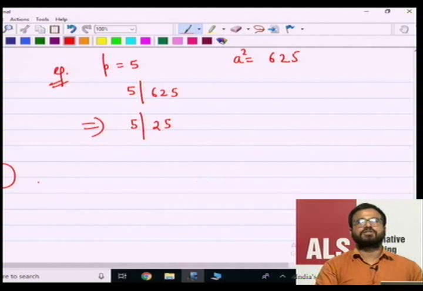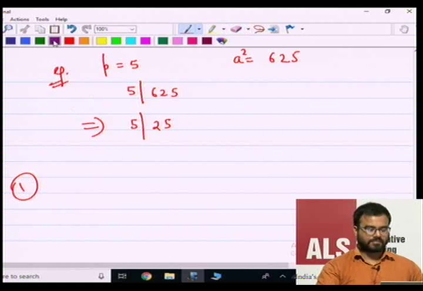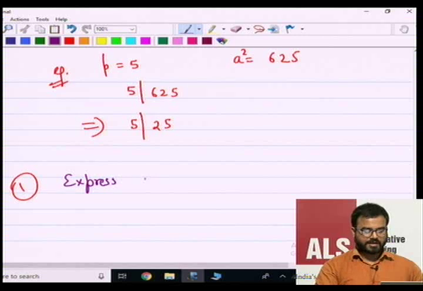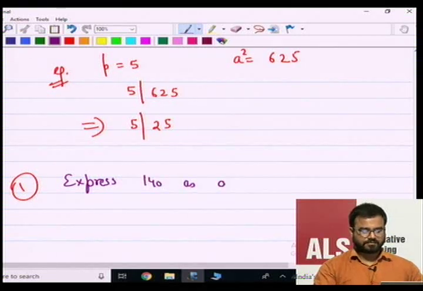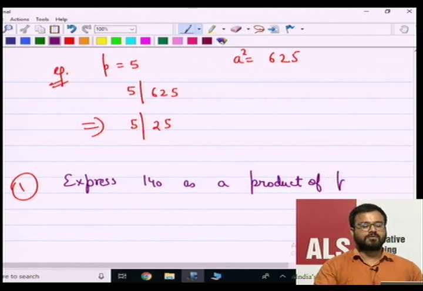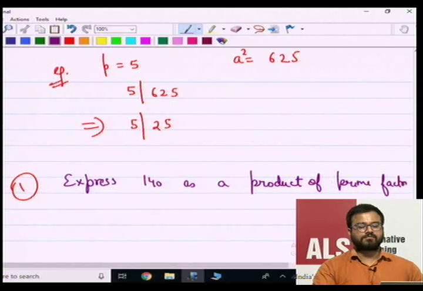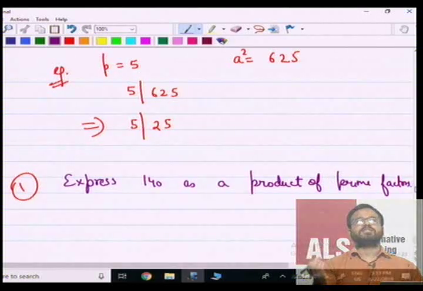Like a very first question, a very basic one, can be asked like this. Express 140 as a product of prime factors. So, express 140 as a product of prime factors.